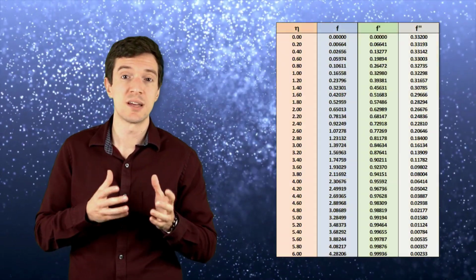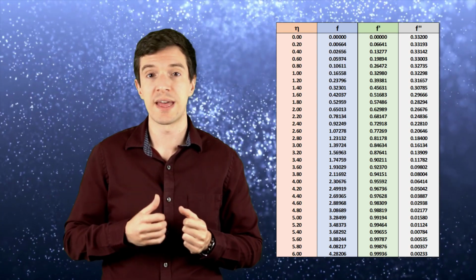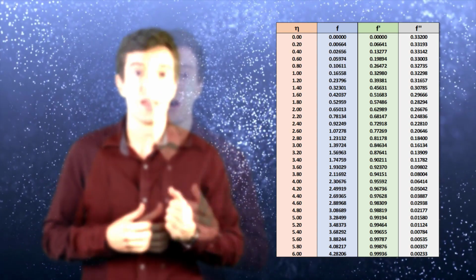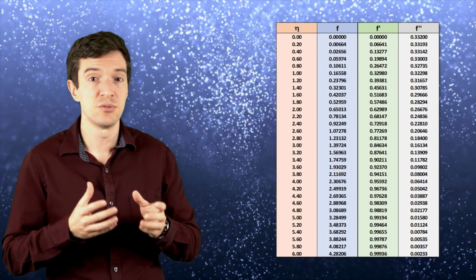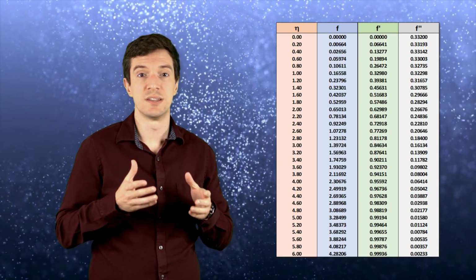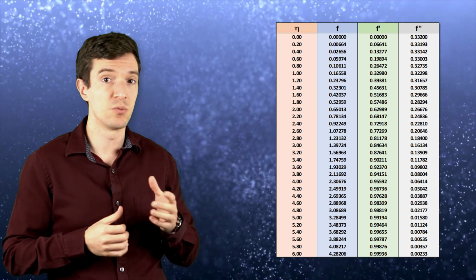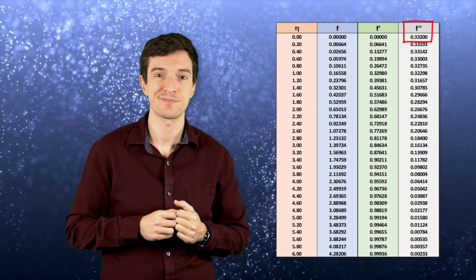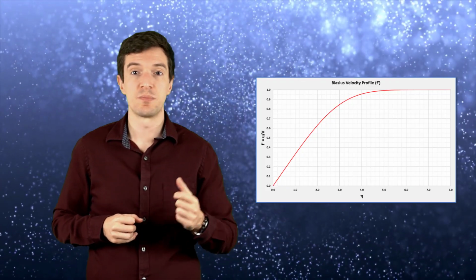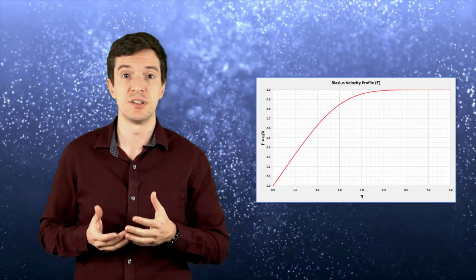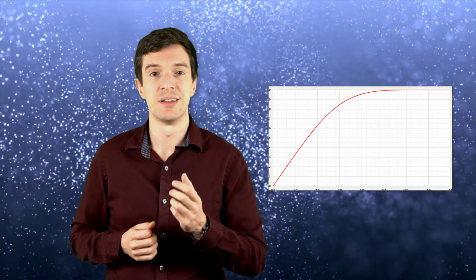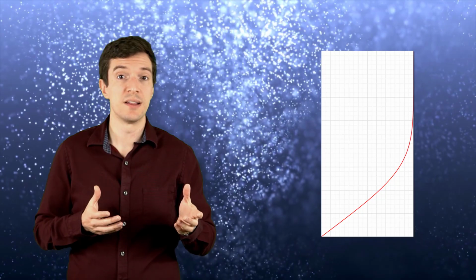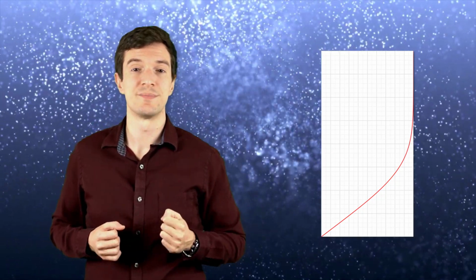Reported here is a tabular form of the values of f and its derivatives, and as you can see, the solution is a value of the second derivative of f at the wall equal to 0.332. On the right is a plot of f prime versus the non-dimensional coordinate. This is directly a representation of the velocity profile inside the boundary layer.